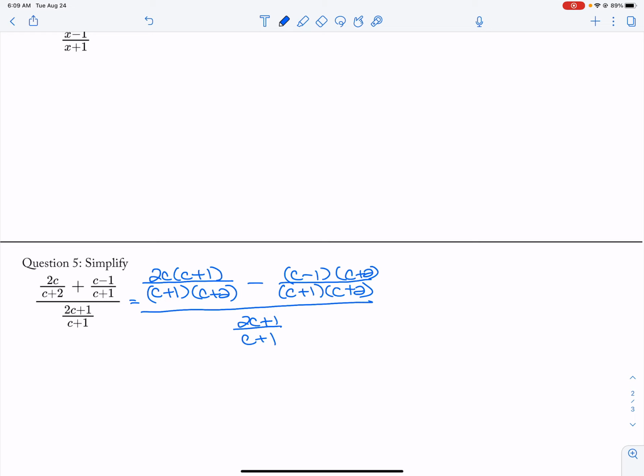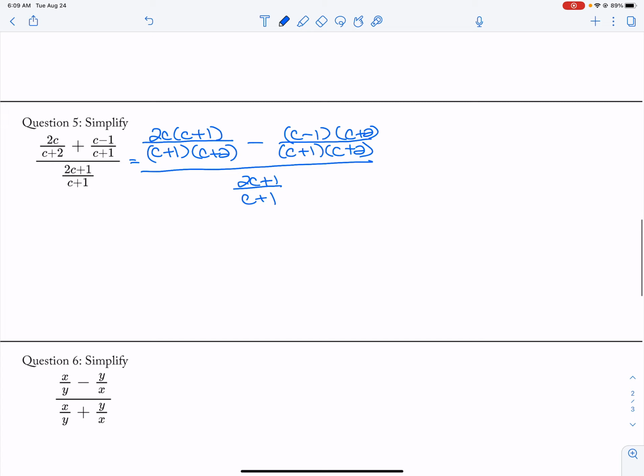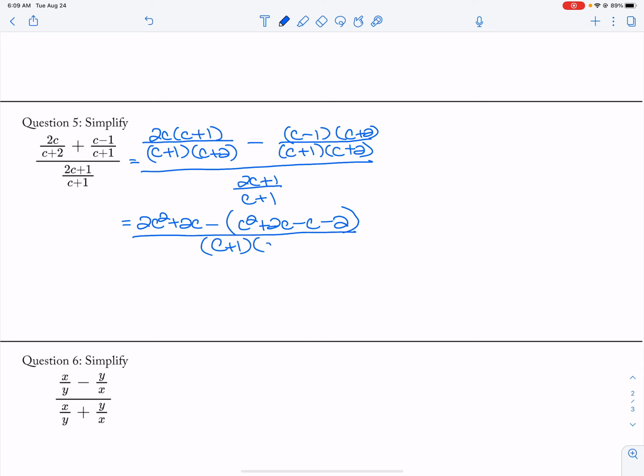So I'm going to go ahead and simplify this. So 2C squared plus 2C minus, we're going to multiply this out. So I get a C squared plus 2C minus C minus 2, all divided by C plus 1, C plus 2, all divided by 2C plus 1 and a C plus 1.